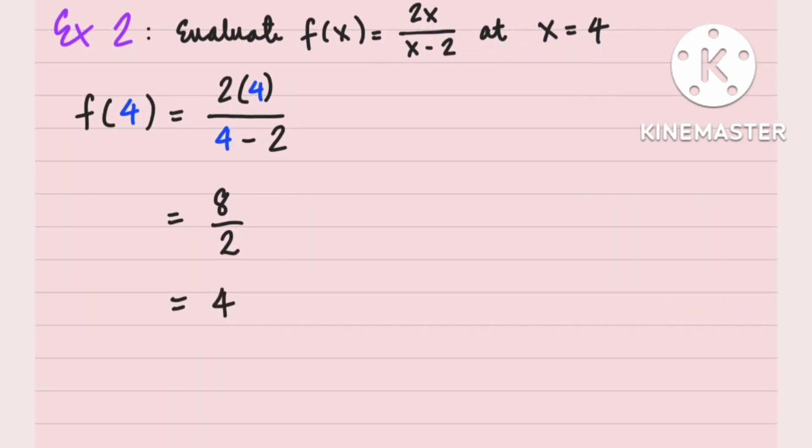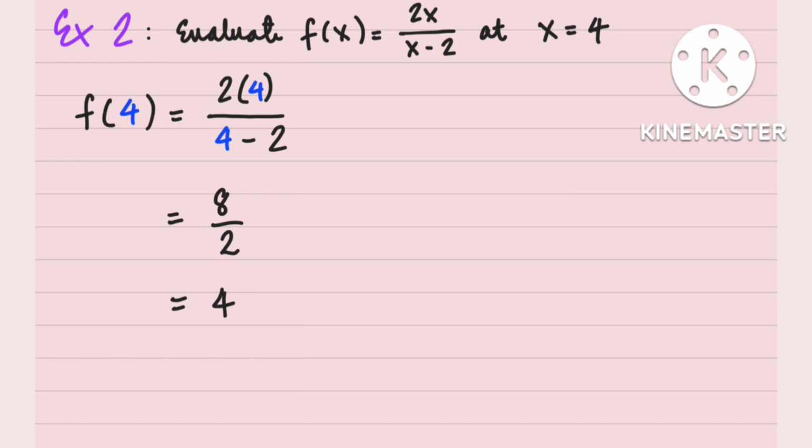For our second example, we have a rational expression or a rational function. We have to evaluate f of x equals 2x over x minus 2 at x equal to 4. So our replacement value is 4. Now we will replace all the x's in the function with the value 4.